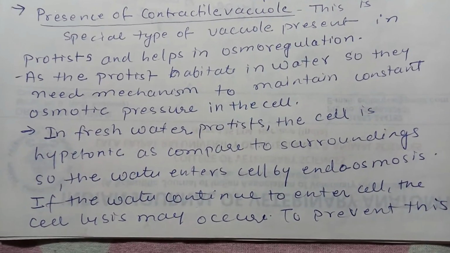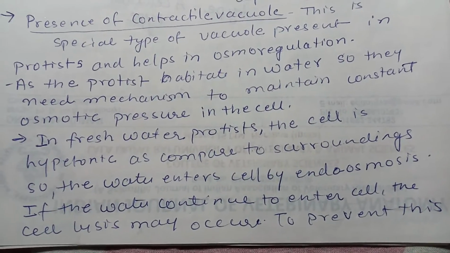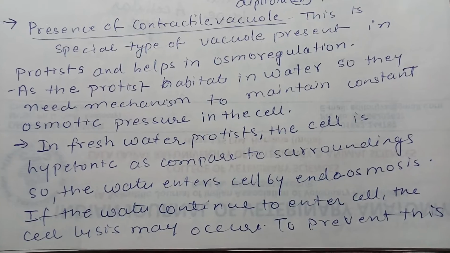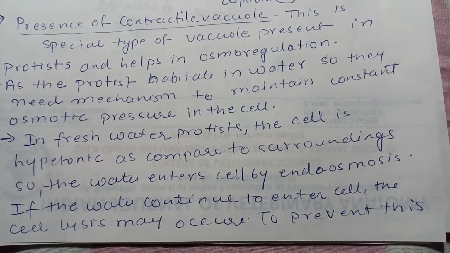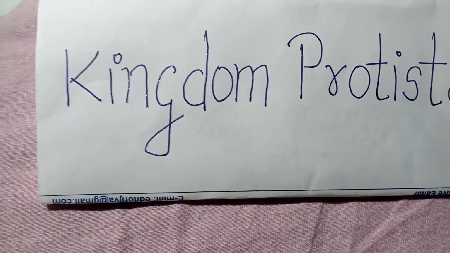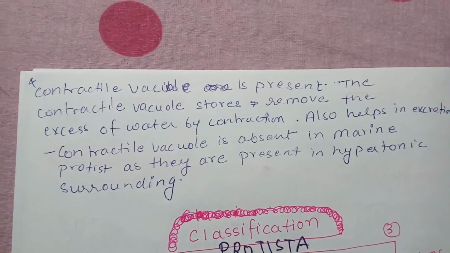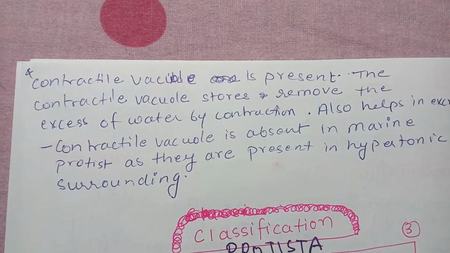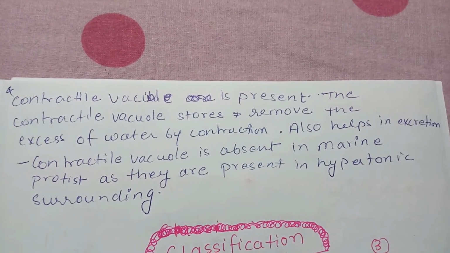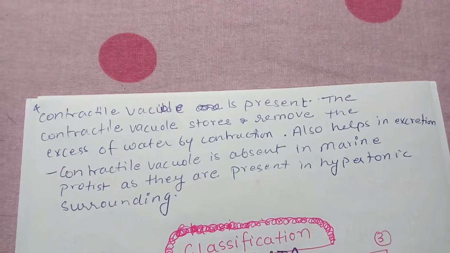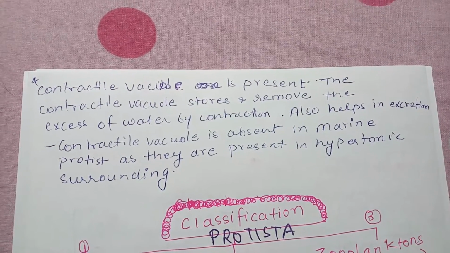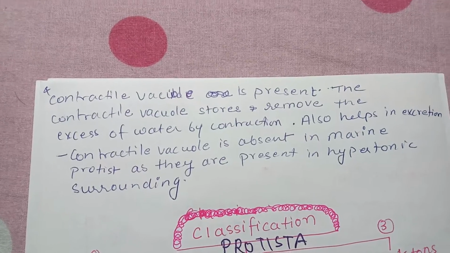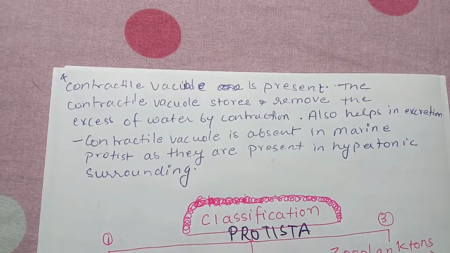In freshwater protists, the cell is hypertonic as compared to the surroundings. So water enters the cell by endosmosis. If the water continues to enter the cell, lysis may occur, and to prevent cell lysis, the contractile vacuole is present. The contractile vacuole stores and removes the excess water by contraction. Also it helps in excretion, as a lot of waste is removed along with the water. Contractile vacuole is absent in marine protists as they are in hypertonic surroundings.